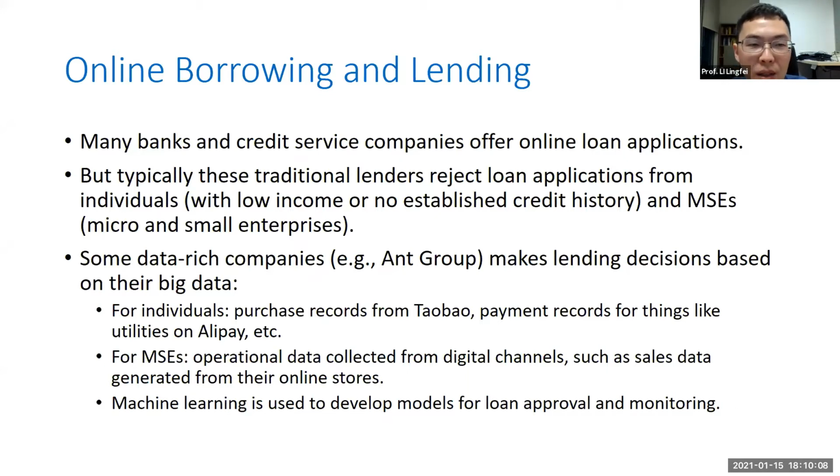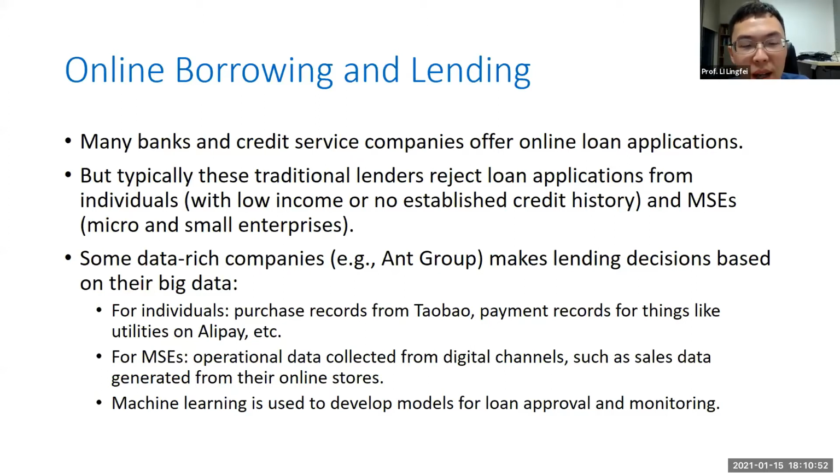Okay, but these traditional lenders, these banks or these credit service companies, are unwilling to make loans to individuals with low income or no established credit history, and also to those micro and small businesses. Okay, so these people really have difficulty in getting loans from lenders. Okay, but for these micro and small businesses, getting a loan is crucial for their survival. Okay, if they don't get loans, they can't continue their business. Okay, so they need loans.